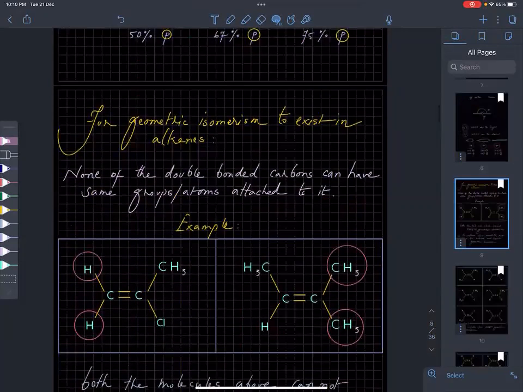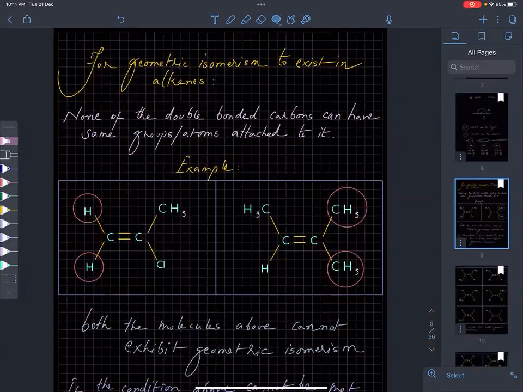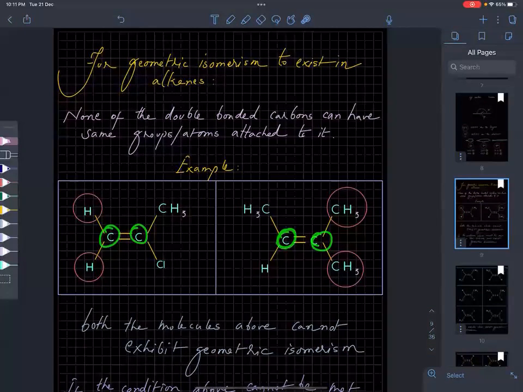Now, first we'll go into geometric isomerism. Geometric isomerism is shown in various situations, but the simplest situation is alkenes. Whenever you have alkenes, see here, I have two alkenes. The first condition for something to show geometrical isomerism is the double bonded carbons. Both the double bonded carbons must have two different groups or atoms attached to each. That means none of the double bonded carbons can have the same groups attached, if it should show geometric isomerism.